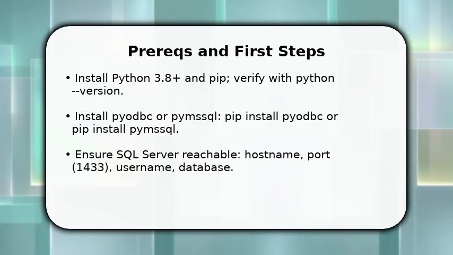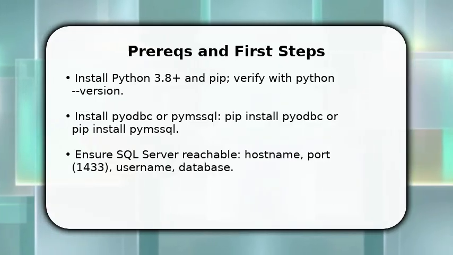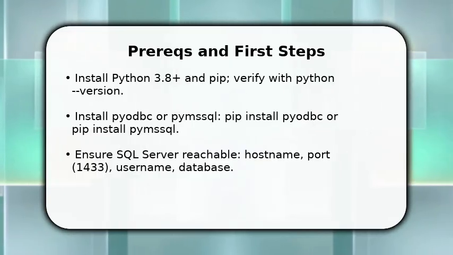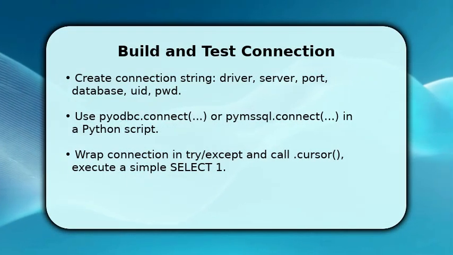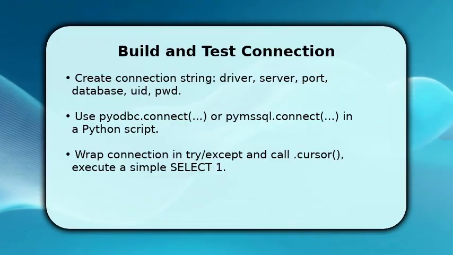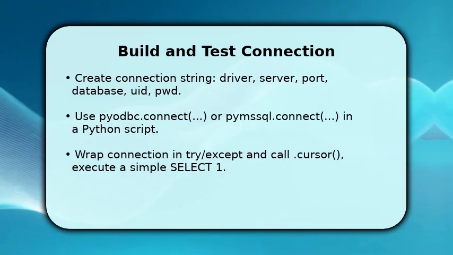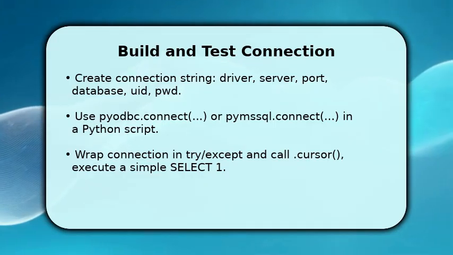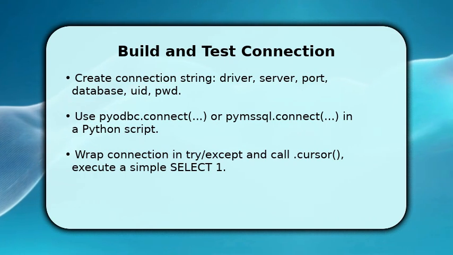Now you write the code to connect. Import the chosen library and assemble a validated connection string including driver, server, port, database, UID, and PWD. String formatting helps avoid typos. Use pyodbc.connect or pymssql.connect, and immediately call con.cursor() to obtain a cursor. Execute a trivial query like SELECT 1 to confirm the handshake. Make sure to commit if you run inserts, and close the cursor and connection in a finally block to release resources. This confirms the working connection.